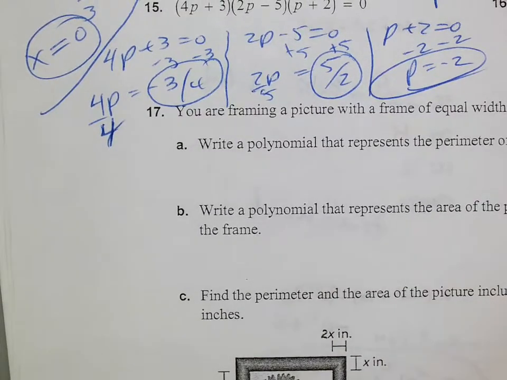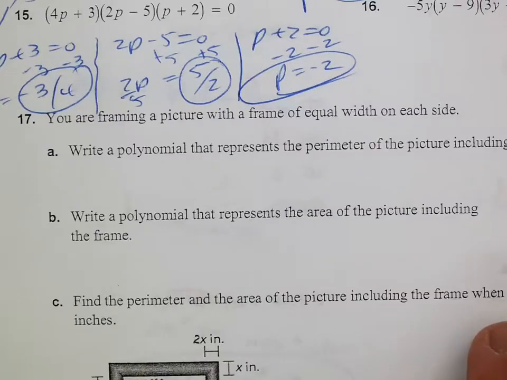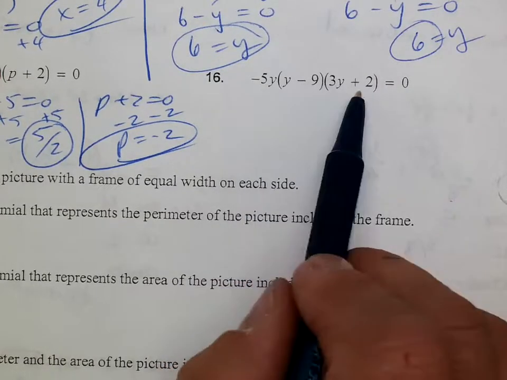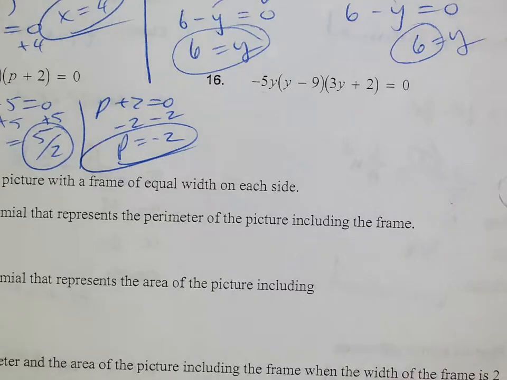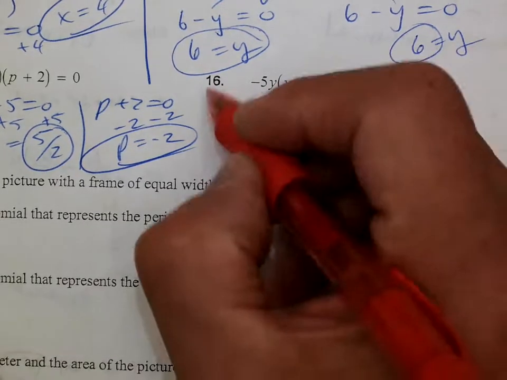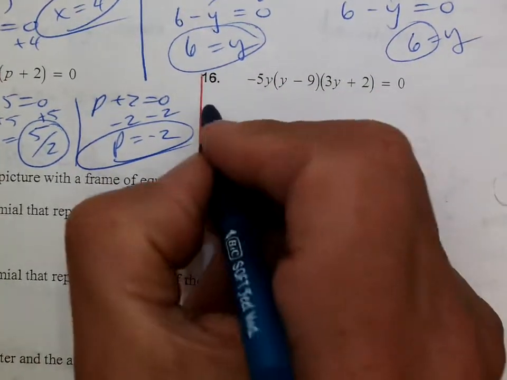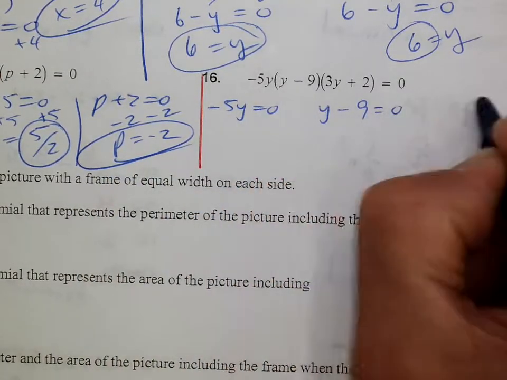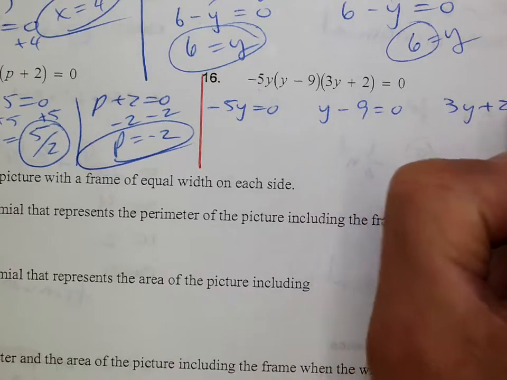Cross my fingers, hoping. All right, 16, am I going too fast? No. Okay, 16. There should be 3 answers, right? So we're going to go to negative 5y equals 0, y minus 9 equals 0, and 3y plus 2 equals 0, right?